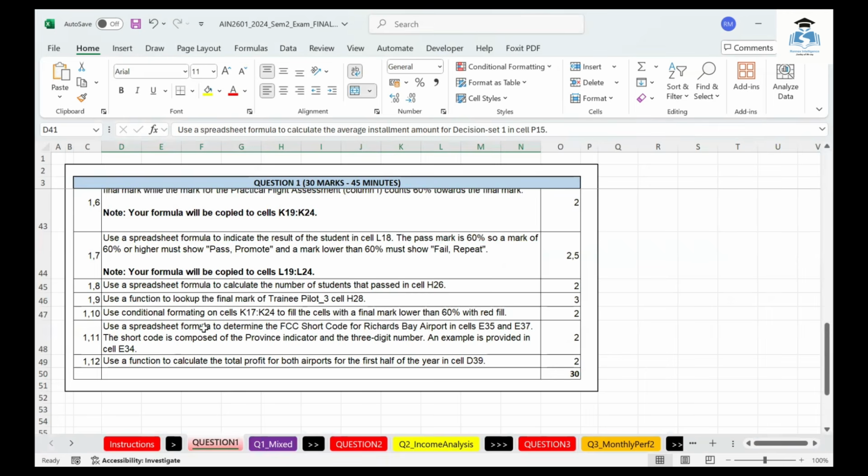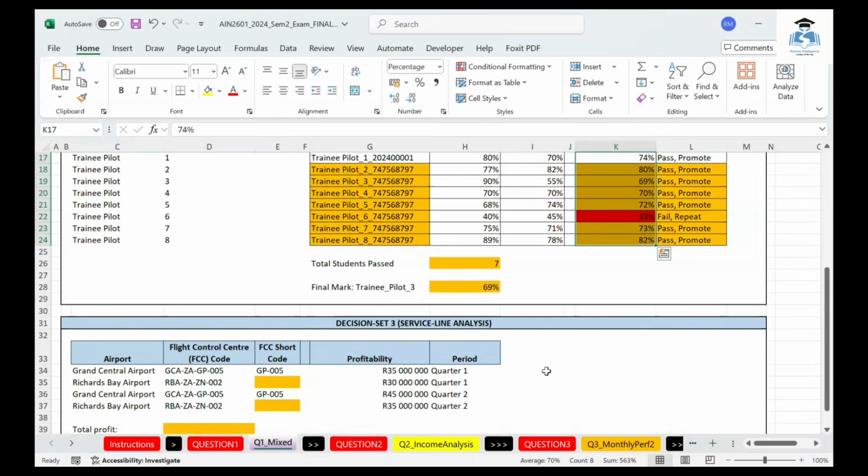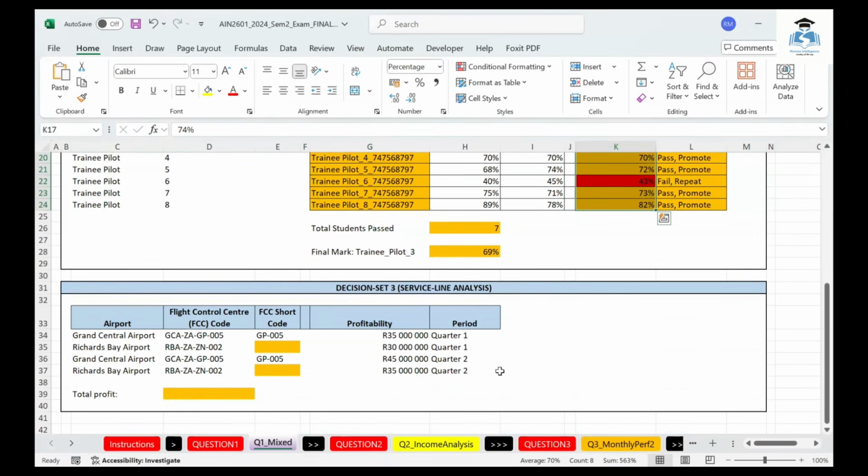Now, use a spreadsheet formula to determine the FCC shortcode for Richards Bay Airport in cells E35 and E37. FCC shortcode, E35. Where is E35? Here we are. So how do we find the shortcode? Do you still remember?